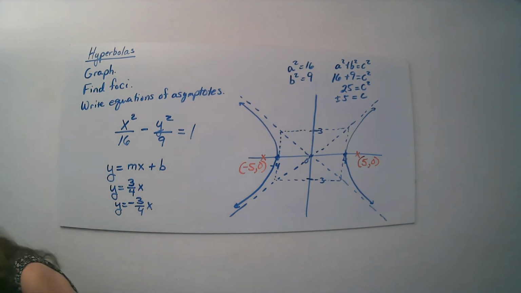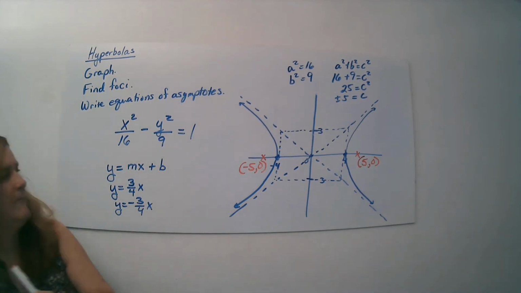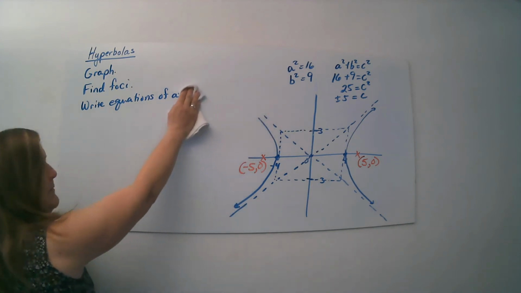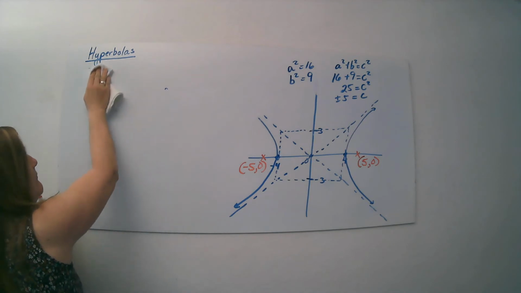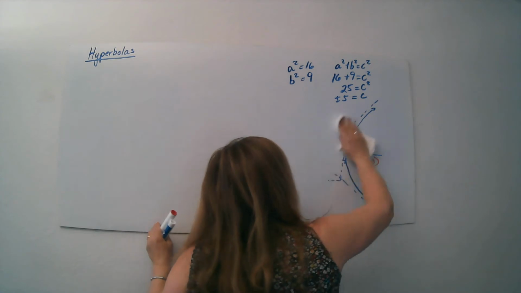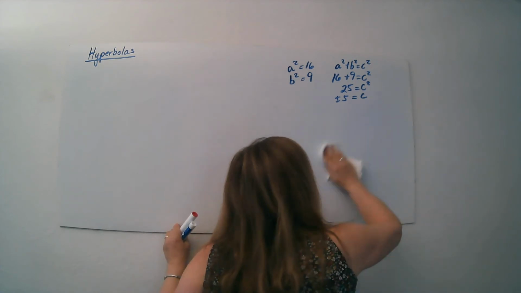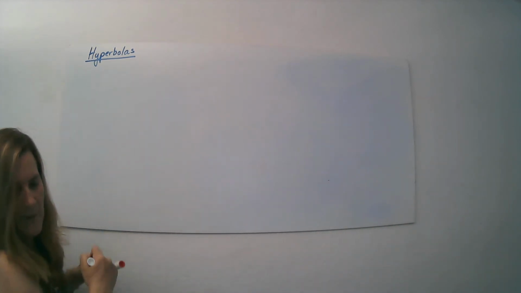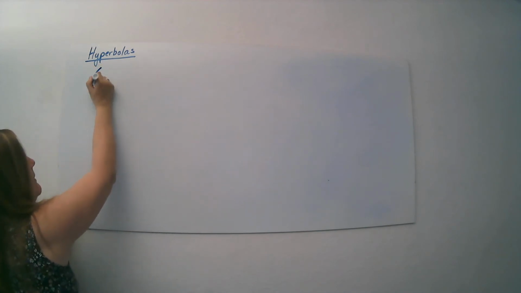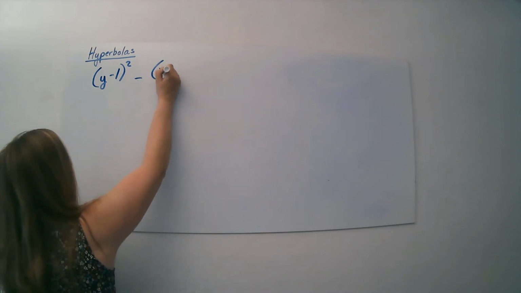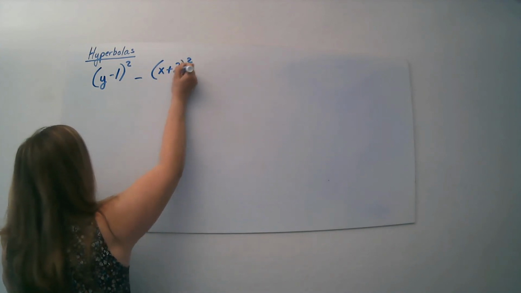Let me erase this. I'm going to need more space for this one, so I'm going to erase the directions, but we're still going to find that same information. So for this one, we're going to let the equation be (y minus 1) squared minus (x plus 2) squared over 25 equals 1.